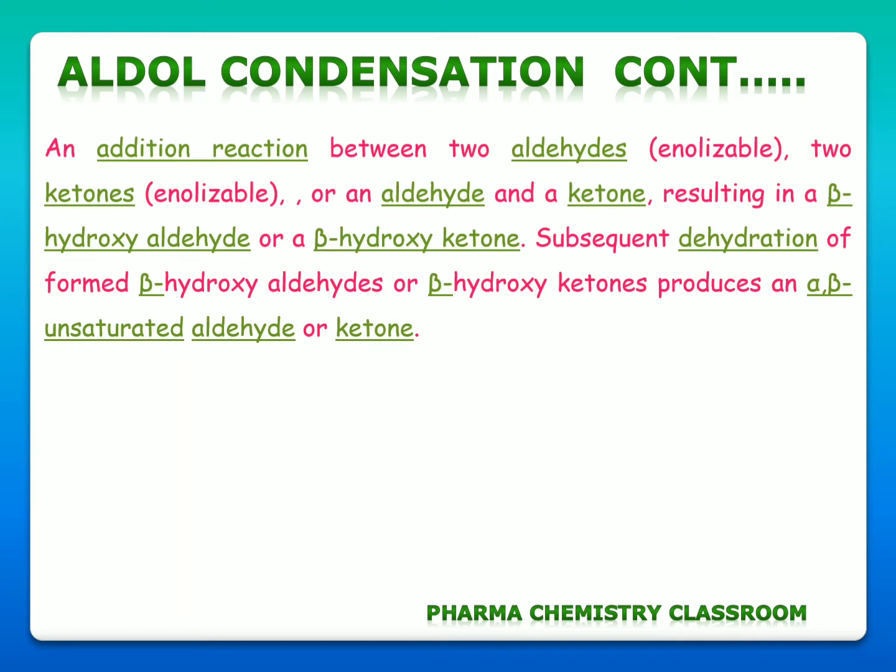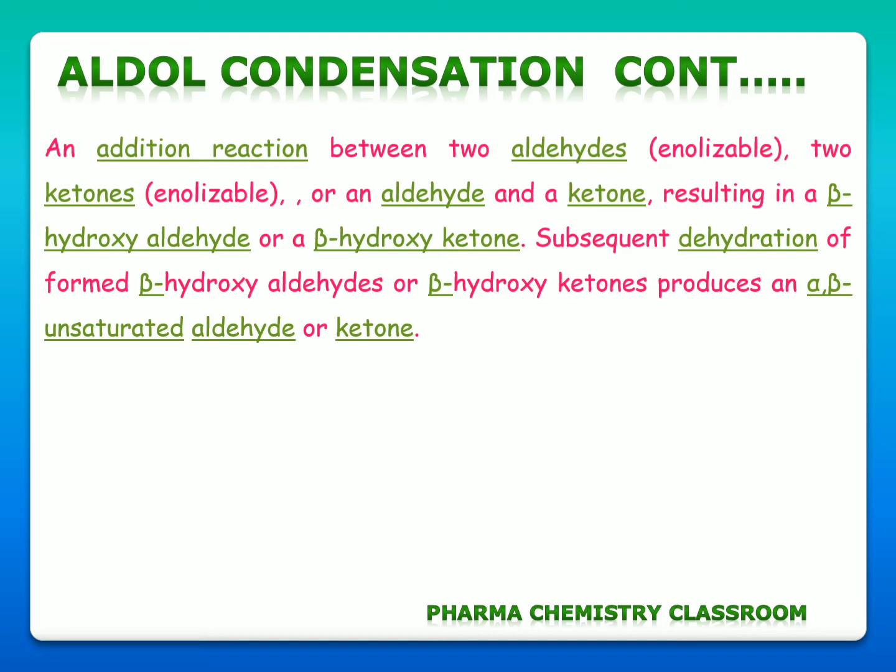This is an addition reaction between two enolisable aldehydes, or between two enolisable ketones, or between an enolisable aldehyde and ketone, resulting in a beta hydroxyaldehyde or beta hydroxyketone. Subsequent dehydration of the formed beta hydroxyaldehyde or beta hydroxyketone produces an alpha beta unsaturated aldehyde or ketone.